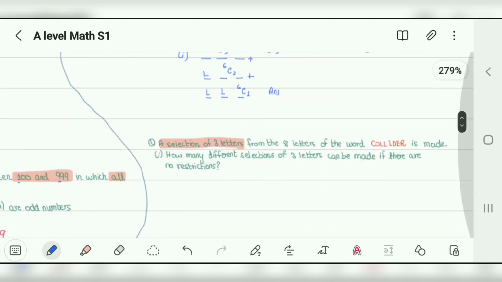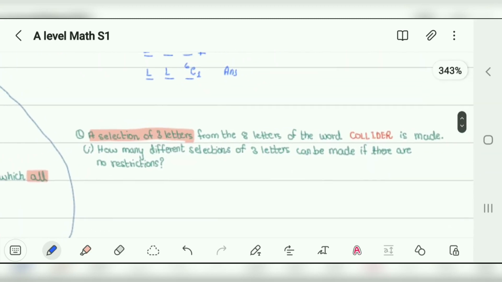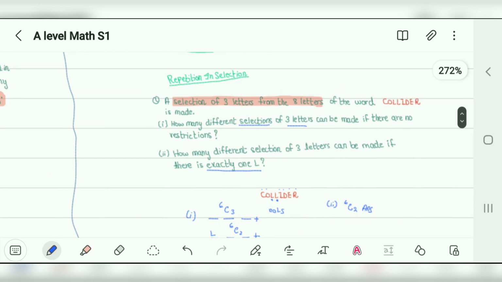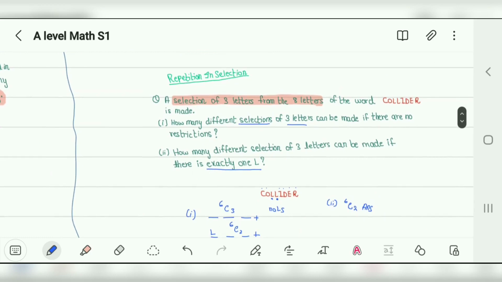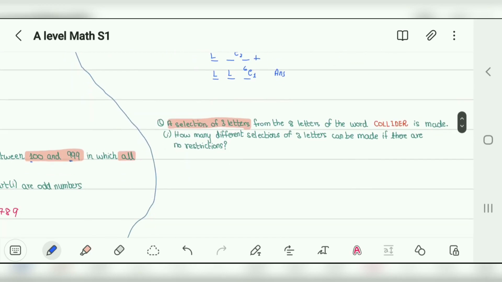Okay, now moving to the next question. A selection of 3 letters from the 8 letters of the word corridor is made. Same. How many different selections of 3 letters can be made if there are no restrictions? I think I've done this already. Seems like I've already done it. So this is being repeated actually.